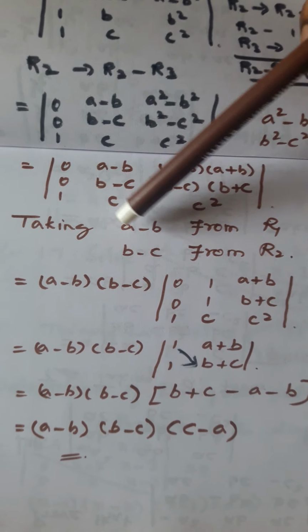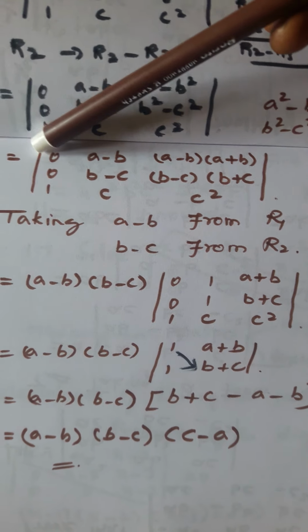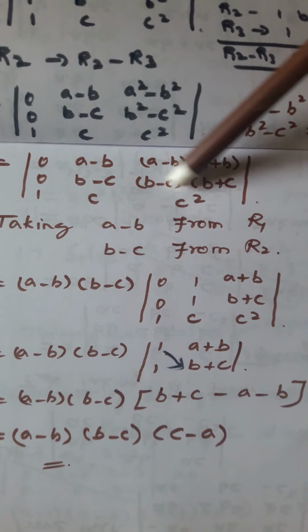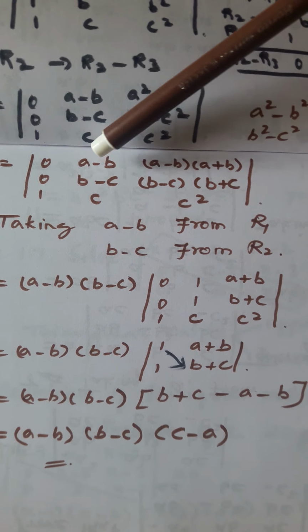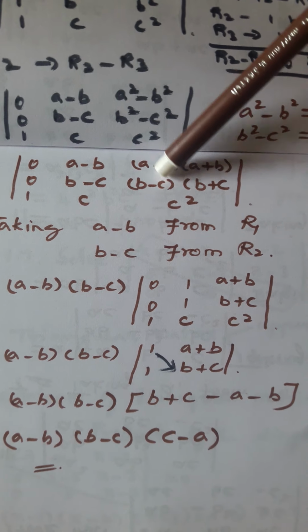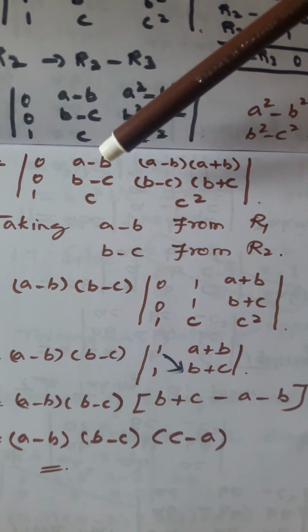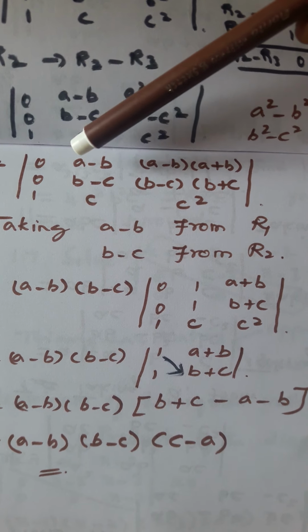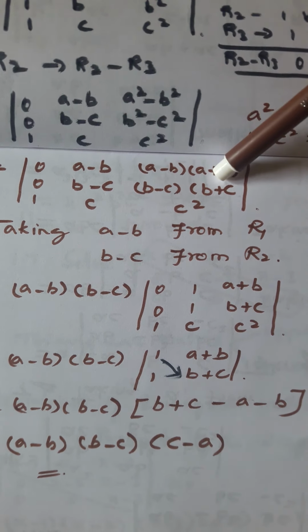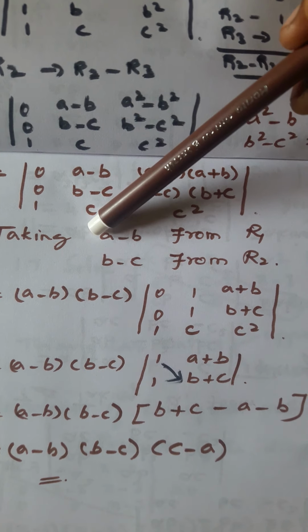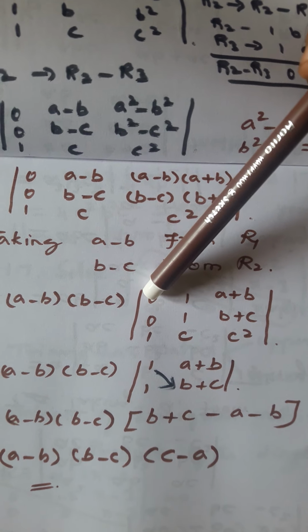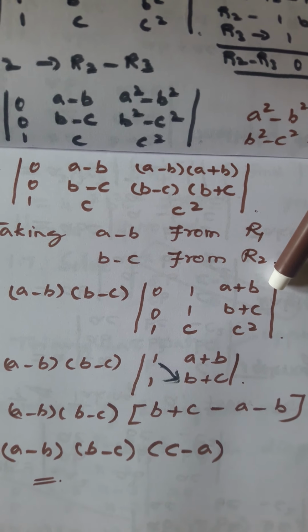Now taking a minus b from R1, the row 1, we are taking a minus b, and from row 2 we are taking b minus c. So in the places of a minus b and b minus c, you will be getting 1. Like that here also we have taken. You can't take only a particular term. You have to take throughout the row or throughout the column. So here 0 into a minus b, you will get a minus b. So it will satisfy your determinant.